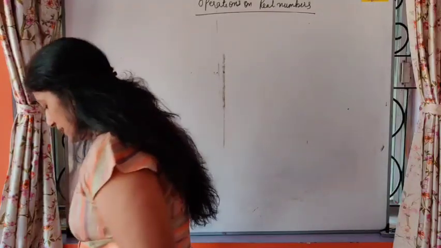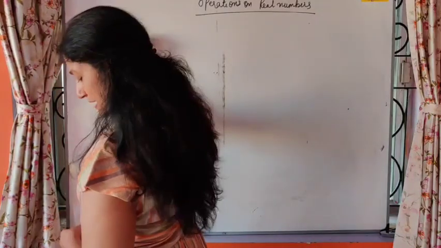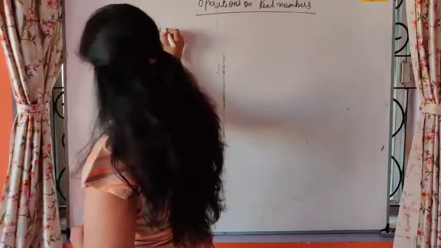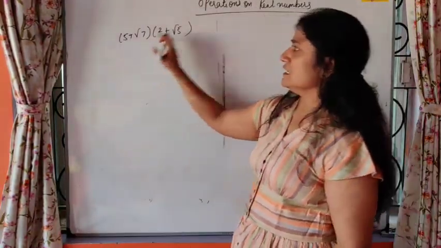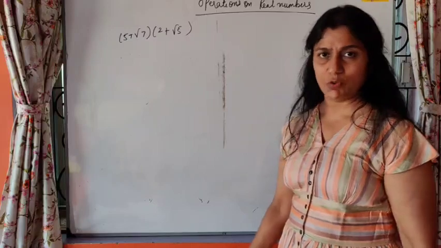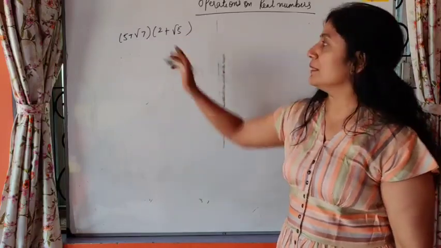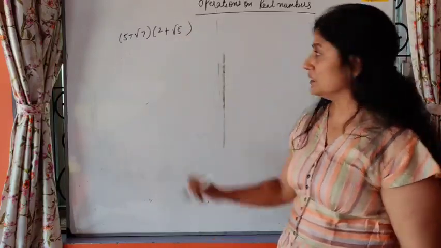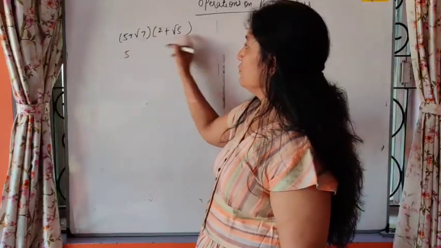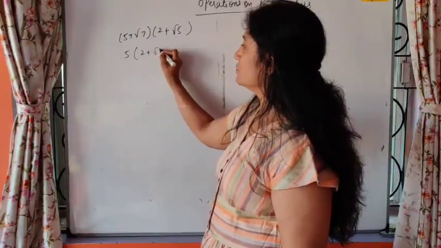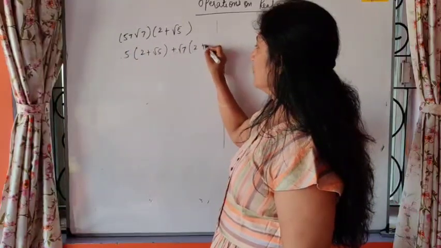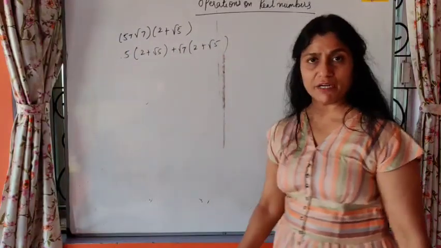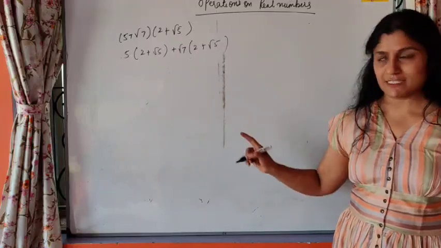So starting with it, 5 plus root 7 into 2 plus root 5. How will you solve it? See, here none of the identities hold. So what do you have to do? Multiply each term with each term. So with 5, you have to multiply 2 plus root 5. Then with plus root 7, you have to multiply 2 plus root 5. Got it? Each term with each term.